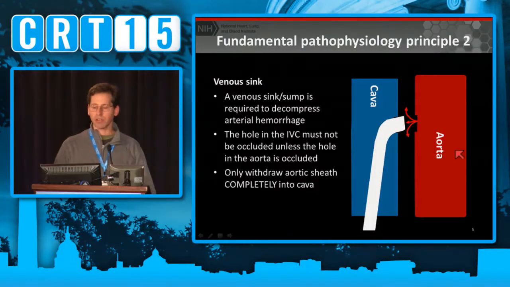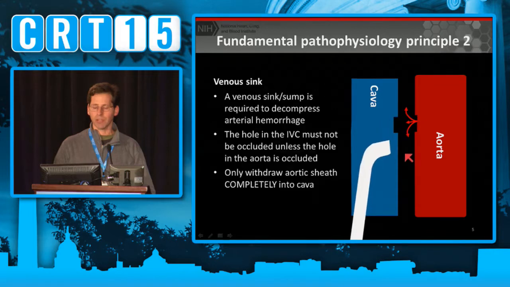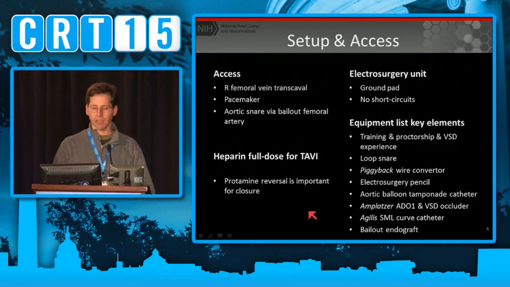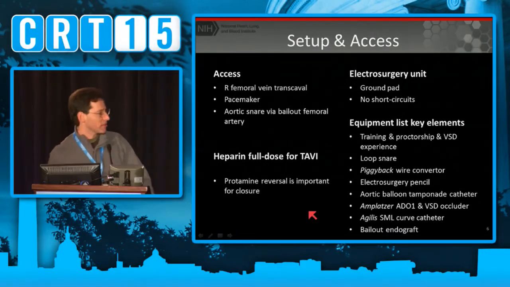I want to point out another thing. It is really important to maintain that venous sink. If you have a hole in the aorta, but you have your sheath pulled out of the aorta into the intervening interstitium, you're going to cause a problem. It's really important that you have a venous sink or sump that's patent to allow arterial hemorrhage to return into the venous system.